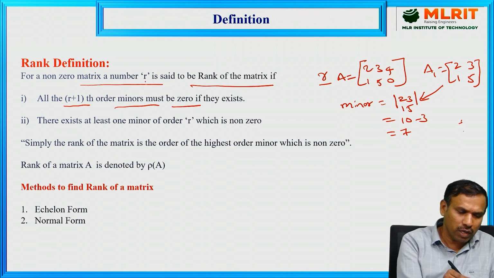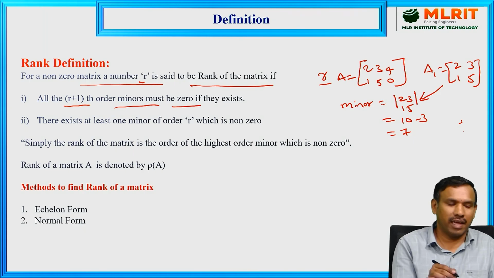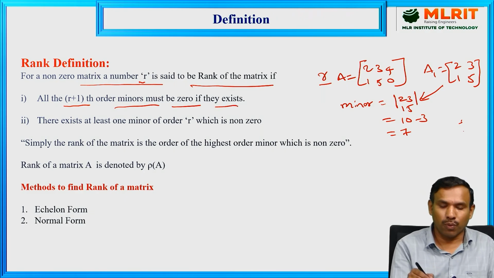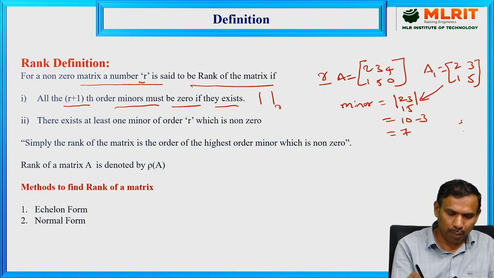Now if you want to say R is the rank of the matrix, then the R plus 1th order minor must be 0, if they exist. It depends on the order of the matrix. Suppose it is a 3 by 3 matrix, rank is 3. Then the 3 plus 1, 4th order minor does not exist. If it exists, that must be 0. The minor of order R plus 1 must be 0.